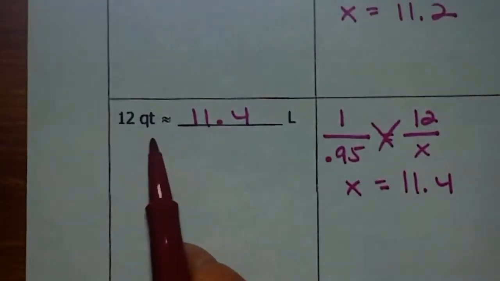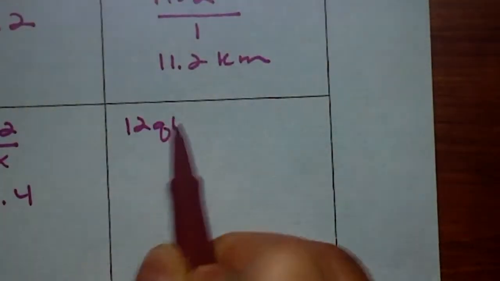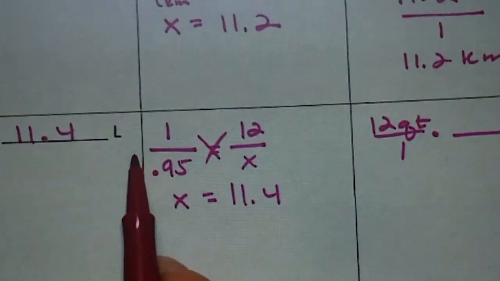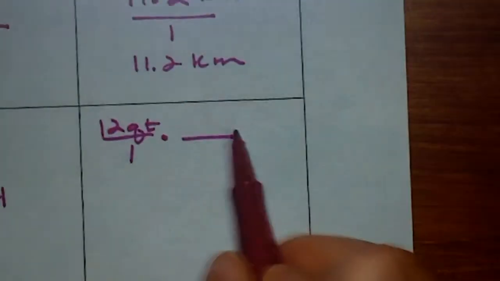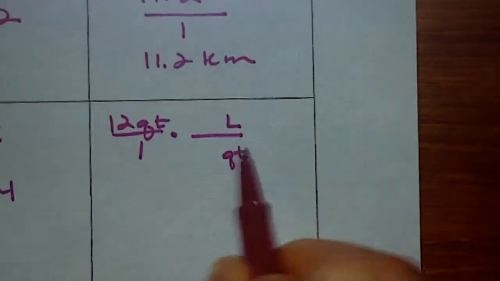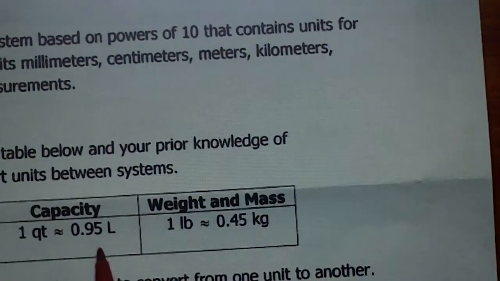Okay, next one using the ratio method. We're given 12 quarts, right? So that 12 quarts, we're going to write that with the unit over 1. I'm trying to convert that to liters. So the unit I want to convert to goes in the top. The one I want to cancel out goes in the bottom. And then we'll look at our chart. Liters to quarts. Here it is.